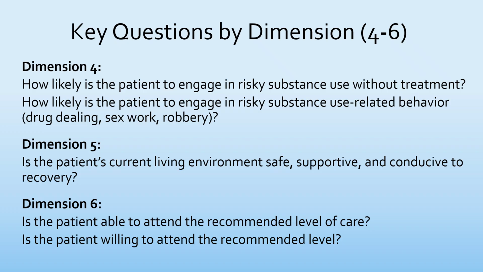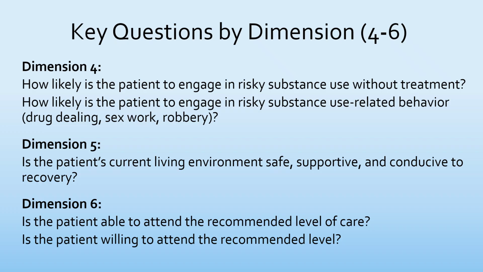Again, these are not necessarily all the questions you need to know or all the questions you would ask, but they are some of the key things that we want to find out in each dimension. They're kind of the bare minimum that we want to know about the client within each dimension. For dimension 4, how likely is the client to engage in risky substance use if they don't receive some type of treatment or intervention? And then how likely are they to engage in risky substance use related behaviors such as selling drugs, committing some type of criminal act like robbery, engaging in sex work for drugs? All those things would be related to the risky behaviors.